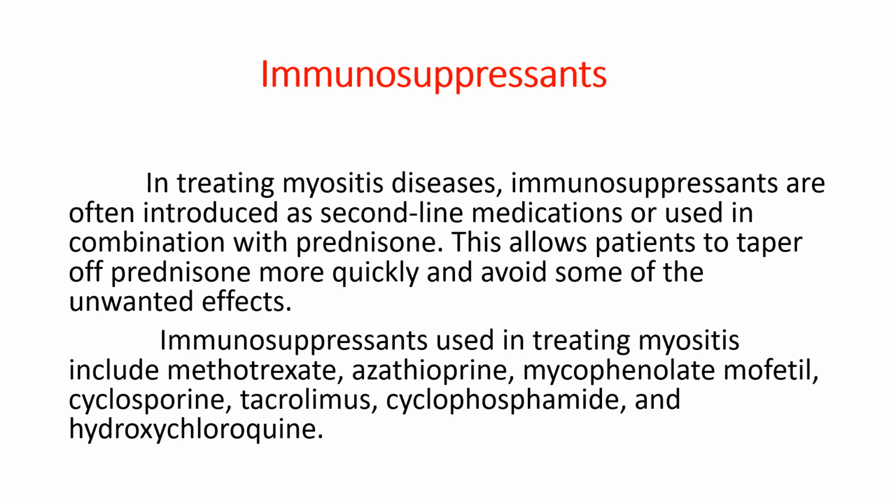Second, immunosuppressants. Immunosuppressants are often introduced as second-line medications, and we can even give them in combination with prednisolone. If you start an immunosuppressant, it is better to taper and reduce the dosage of prednisolone. Immunosuppressants include methotrexate, azathioprine, mycophenolate mofetil, cyclosporin, tacrolimus, cyclophosphamide, and hydroxychloroquine.